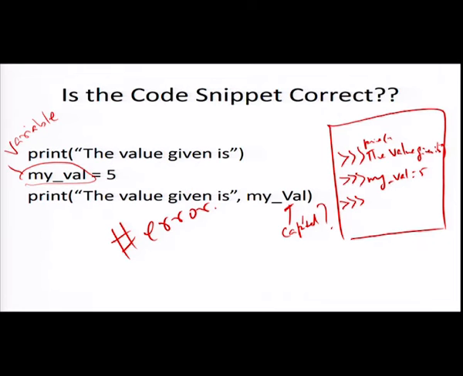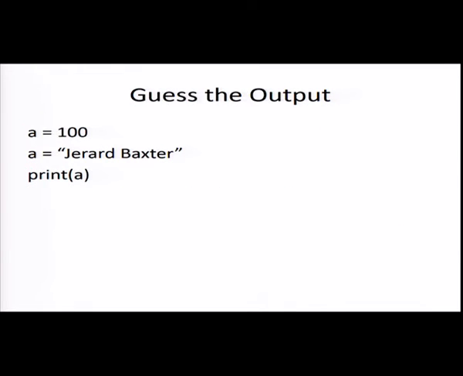Now let us see the next code. You let me know what the output of this code is. First I am initializing the variable a with a number called 100. So this a in the memory, what will happen is it will store a as 100.